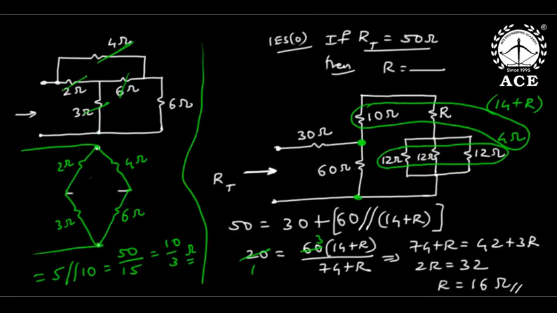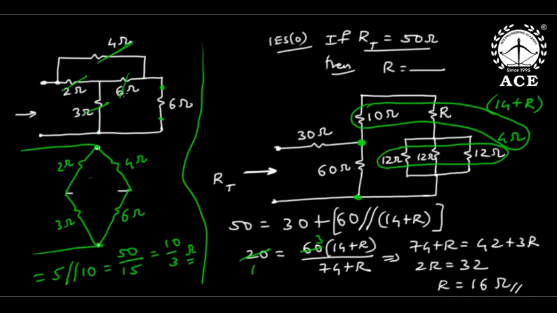Then here I gave a balance bridge. See, this looked like a bridge-duty network. We call this a bridge-duty network, terminated by 6 ohms at the load. But though it is like this, sir, after doing node shifting, we observe it is a balanced bridge where 3 into 4 12 is equal to 6 into 12.